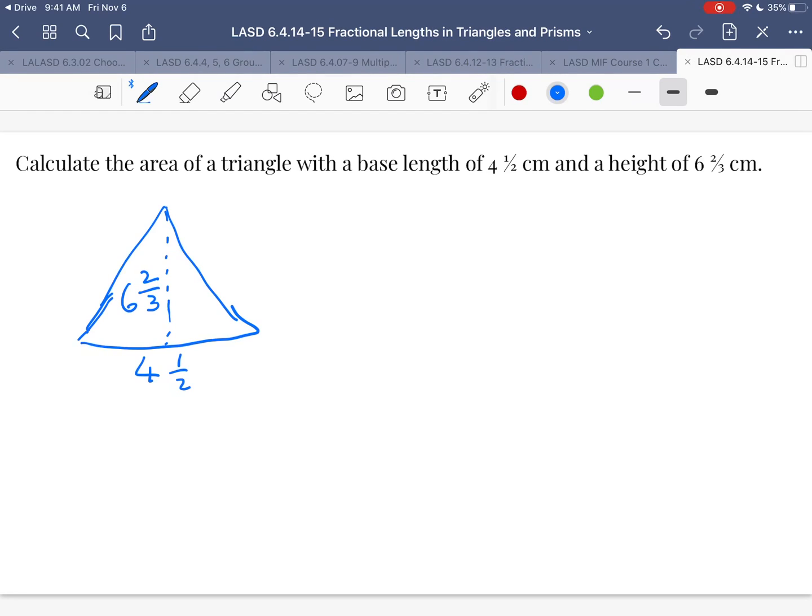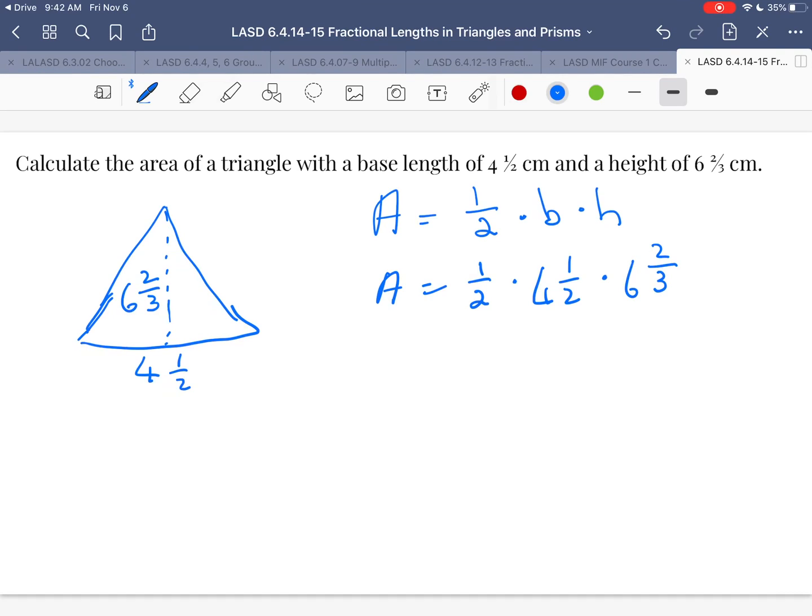And so the next thing I always do when I'm calculating the area of a triangle is I write my formula for the area. Area equals half times the base times the height. And then I start filling in the numbers, substituting the numbers into the formula. So the area is half times the base, which is 4.5, times the height, which is 6 2/3. And to do this multiplication, I need 4.5 and 6 2/3 to be improper fractions.